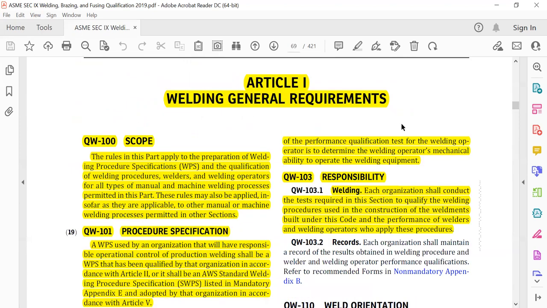Article 1, Welding General Requirements. Scope. The rules of this part apply to the preparation of welding procedure specifications and qualification of welding procedures, welders, and welding operators for the types of manual and machine welding processes permitted in this part. The rules may also be applied insofar as they are applicable to other manual and machine welding processes permitted in other sections.